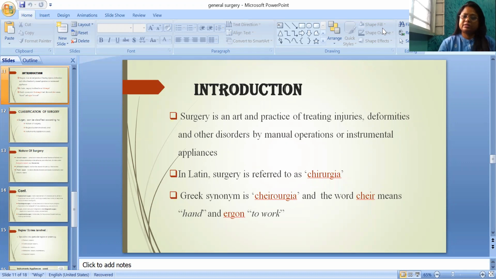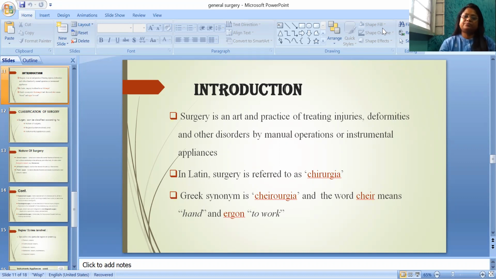Today's class is an introduction to surgery. First you should know what surgery is. How can you define surgery? Surgery is the art and practice of treating injuries, deformity, and other disorders by manual operation or instrumental appliances.